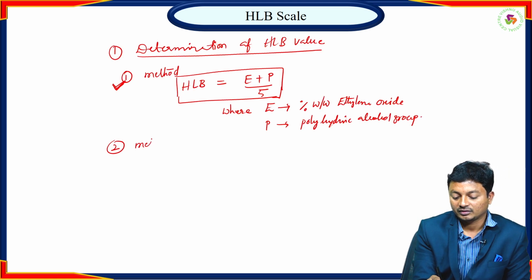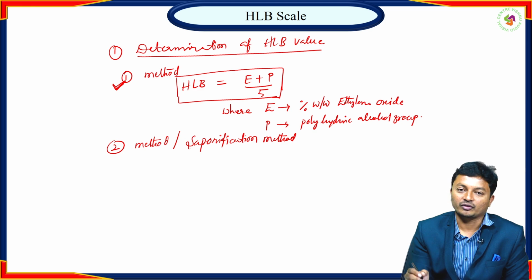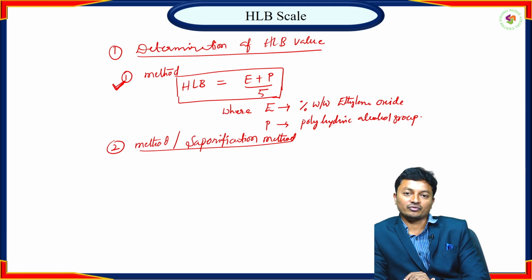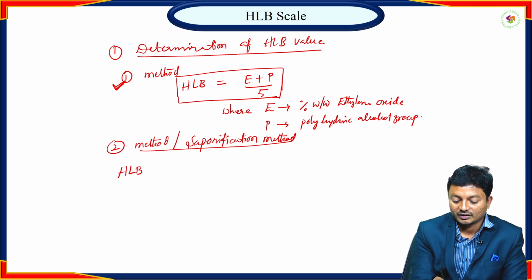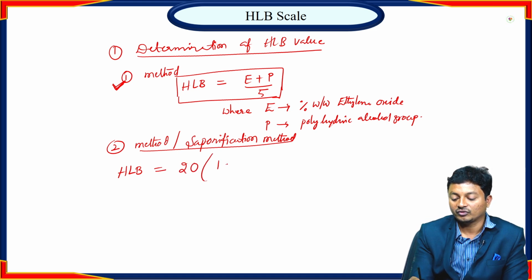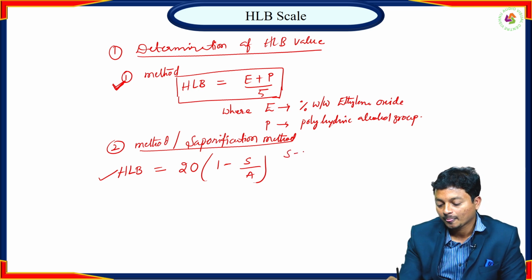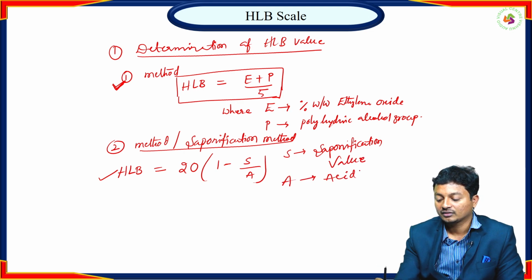And the second method is also known as the saponification method. In this saponification method, we need to go for the hydrolysis of a particular substance for which we need to know the HLB value. So in this method, the HLB will be calculated by this formula, that is HLB equals 20 into 1 minus S by A. By using this formula, we can calculate the HLB value of the given substance. So in this, what is S? S is the saponification value. And A is the acid value.